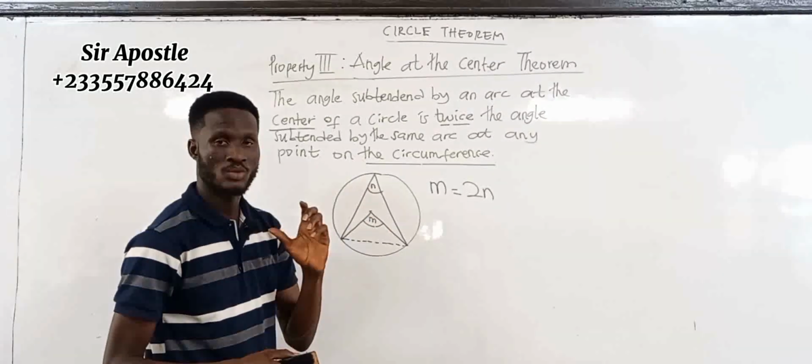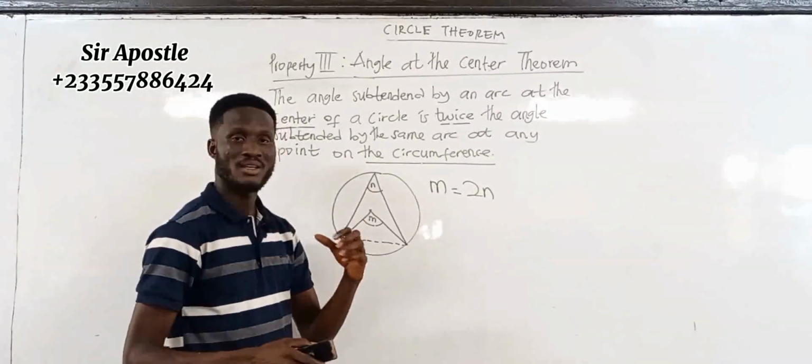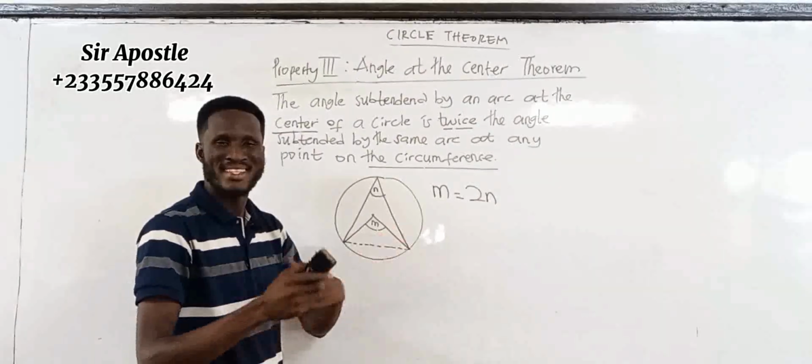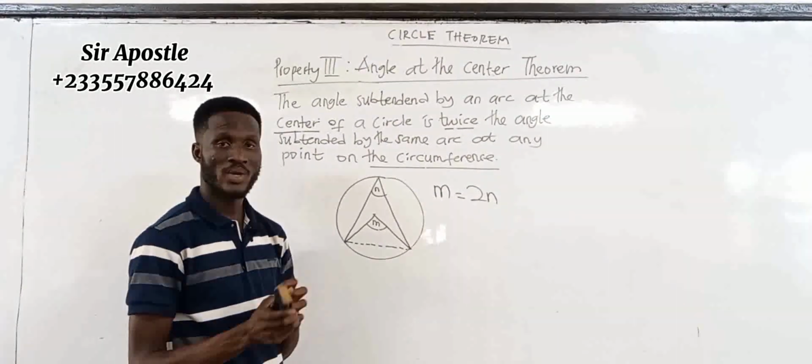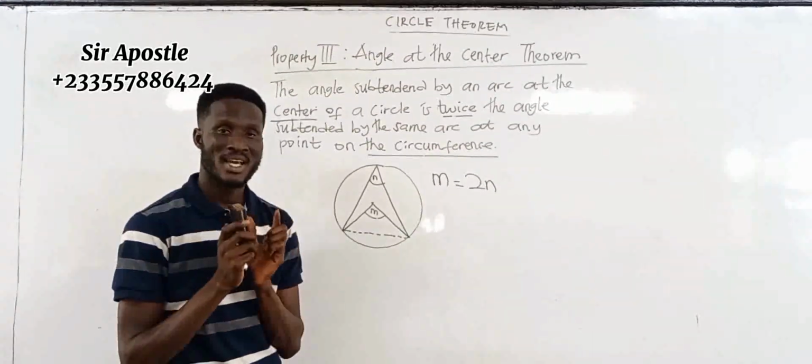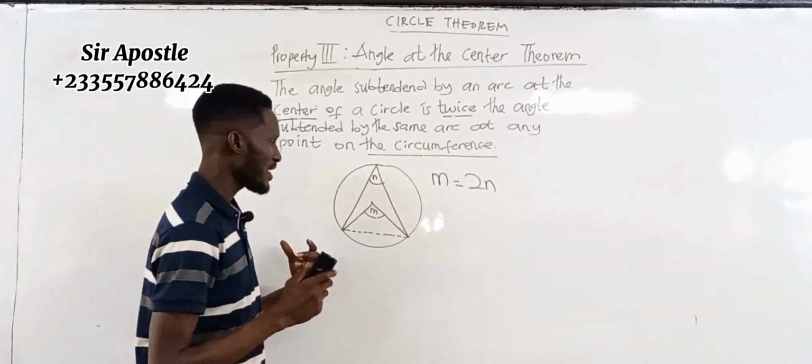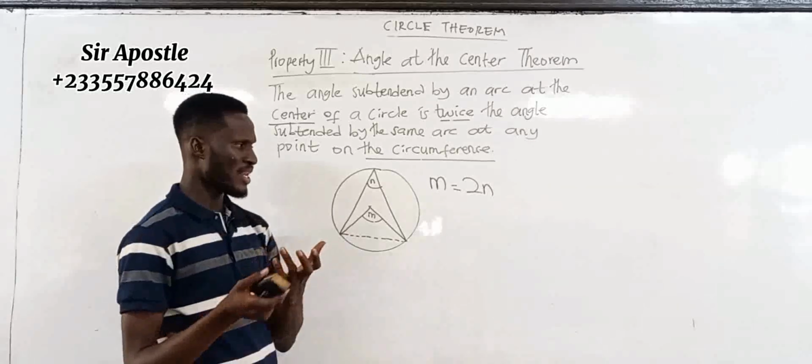That's the property you have to know. Yes. Now, the diagram may come in different ways. So this is the relation between the angle at the center and the angle at the circumference of a circle. Now, with this one, we can also talk about a different thing.